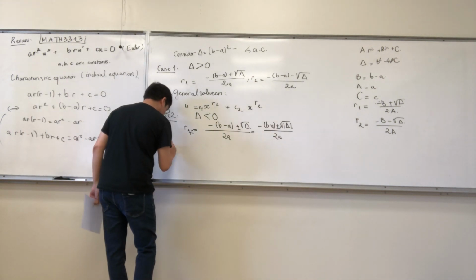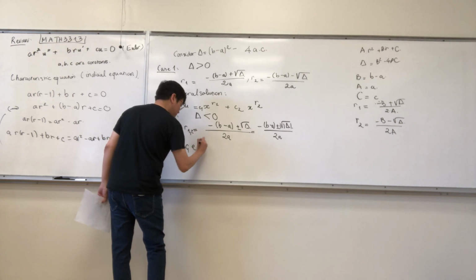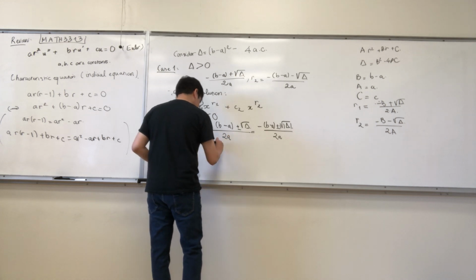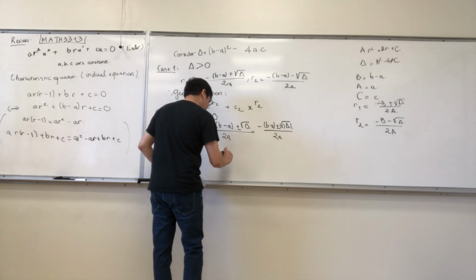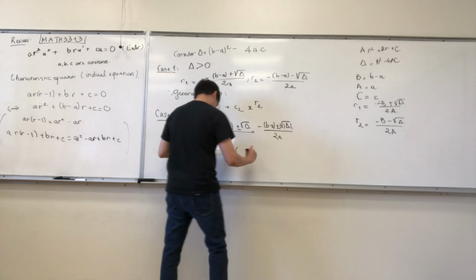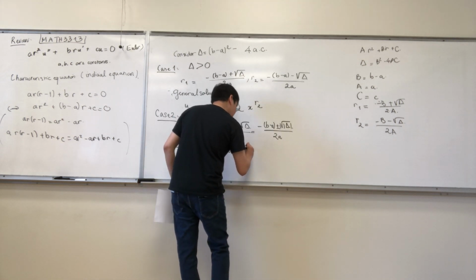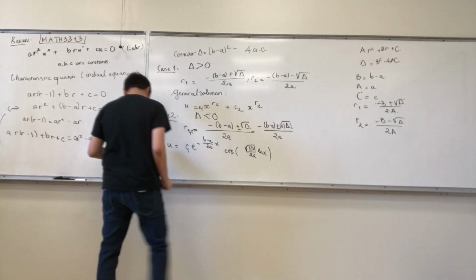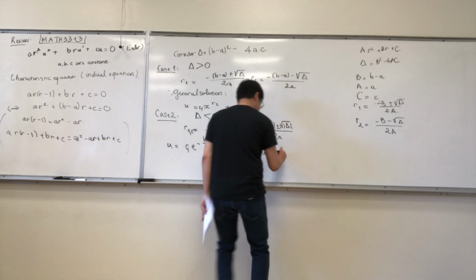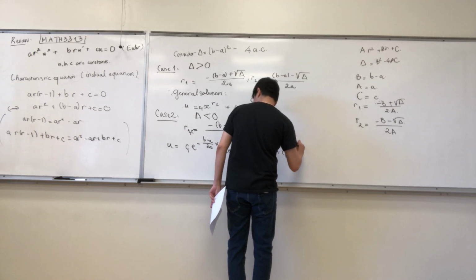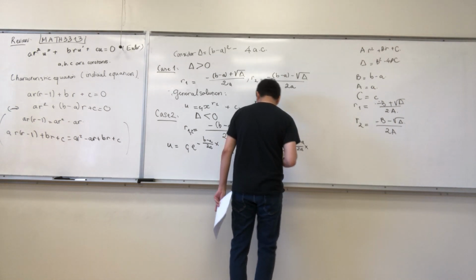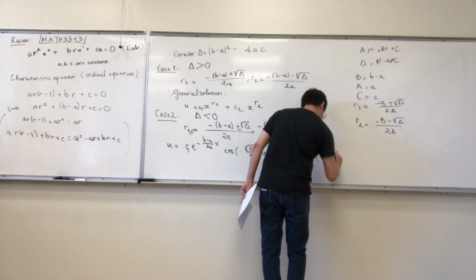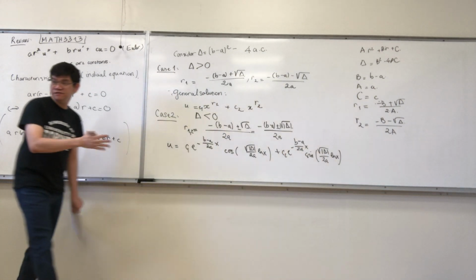So the solution will be u will be c1 e to the power minus b minus a divided by 2a to the x, and then cosine of square root of delta divided by 2a log of x, all right, and plus c2 e to the power minus b minus a over 2a x sine of square root of delta divided by 2a log of x. All right, this is the formula.